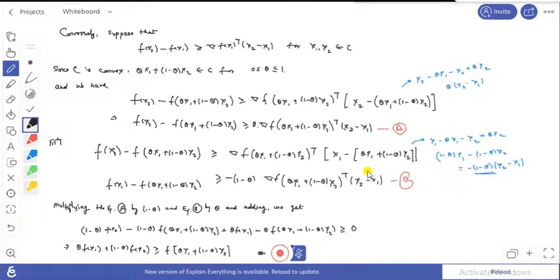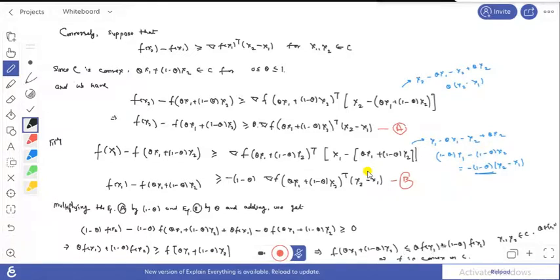Okay, so you see that f of theta x1 plus (1 minus theta) x2 is less than or equal to theta of f x1 plus (1 minus theta) of f x2, where x1 and x2 belong to the convex set C, and theta belongs to [0, 1]. So this implies your function f is convex. The converse part you can easily prove, because this condition holds.